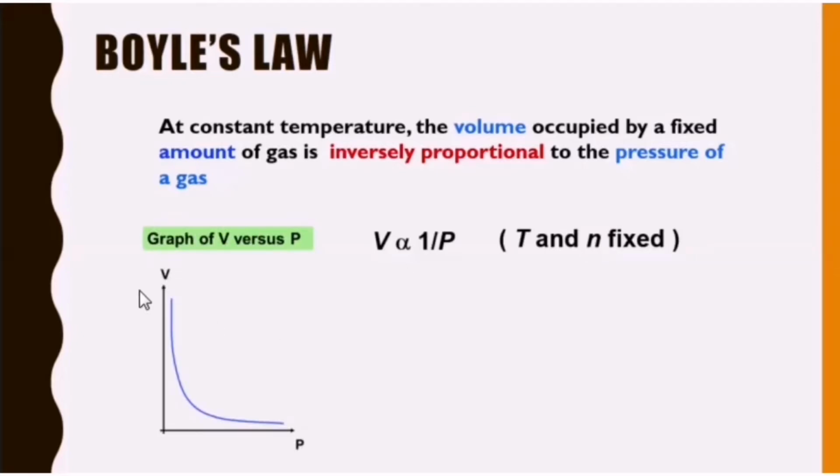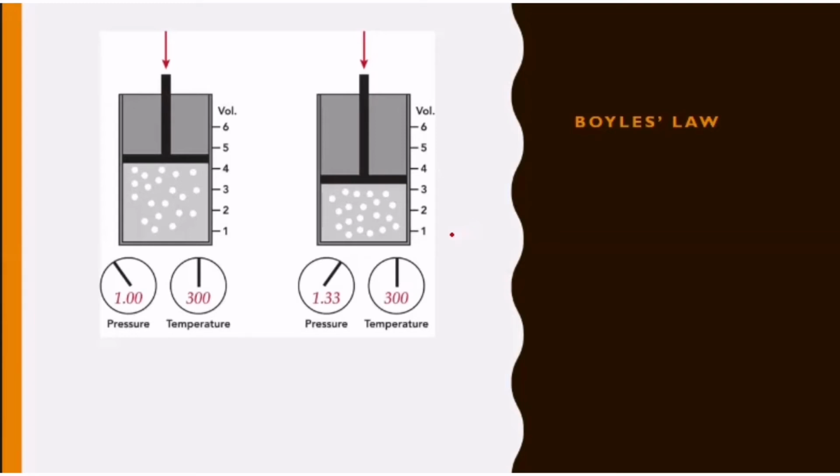Look at the graph of volume versus pressure. We can see clearly that the volume and pressure relate as inversely proportional to each other. When we convert this relationship into an equation, we have V equal to K over P, where K is constant. After we rearrange the equation, we will have PV equal to K. Let's learn more about how to apply Boyle's law.